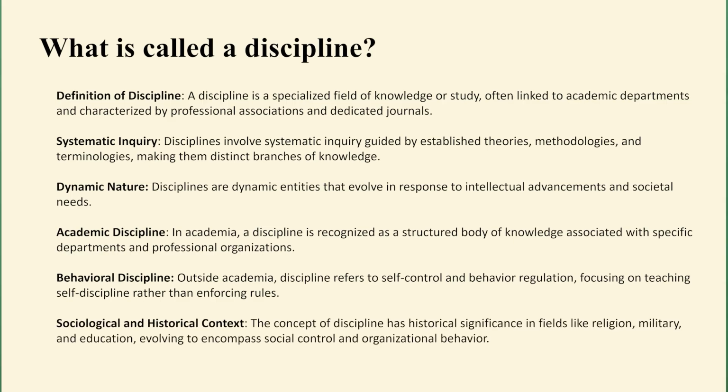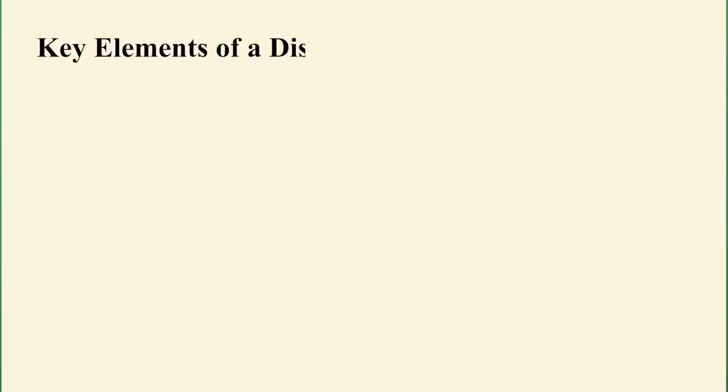Sociological and historical perspectives. So, historically, the concept of discipline has been significant in various fields such as, you can say, religion, military and also education. It has evolved to include aspects of social control and organizational behavior. Now we can start the key elements of discipline.